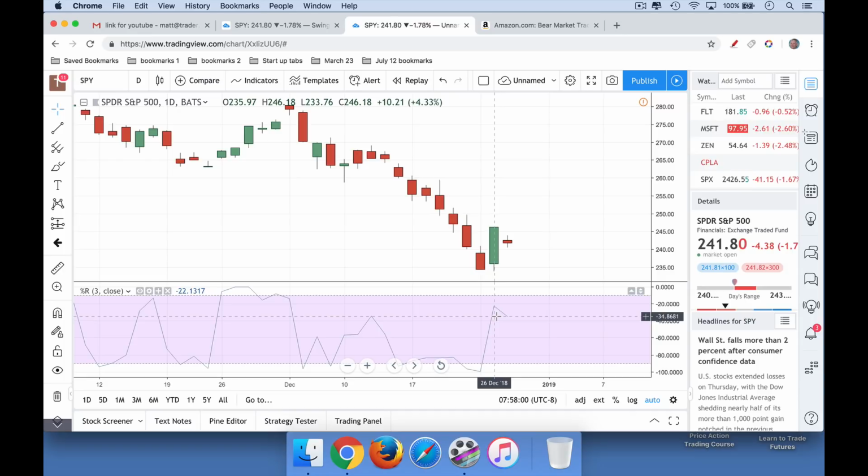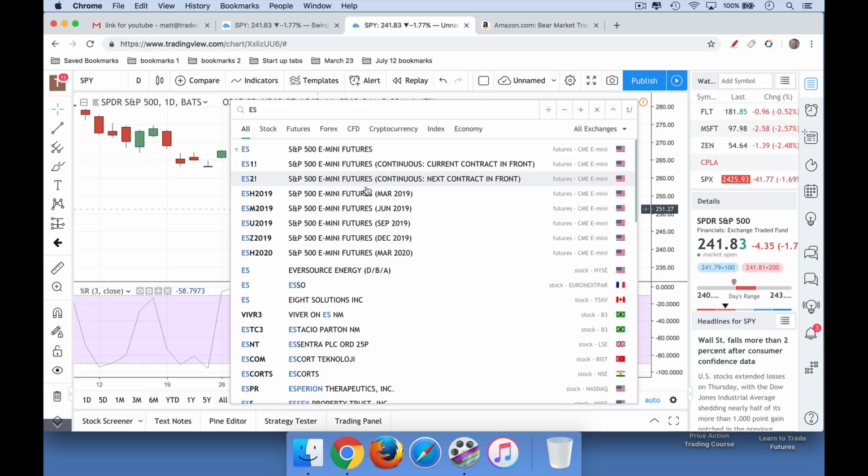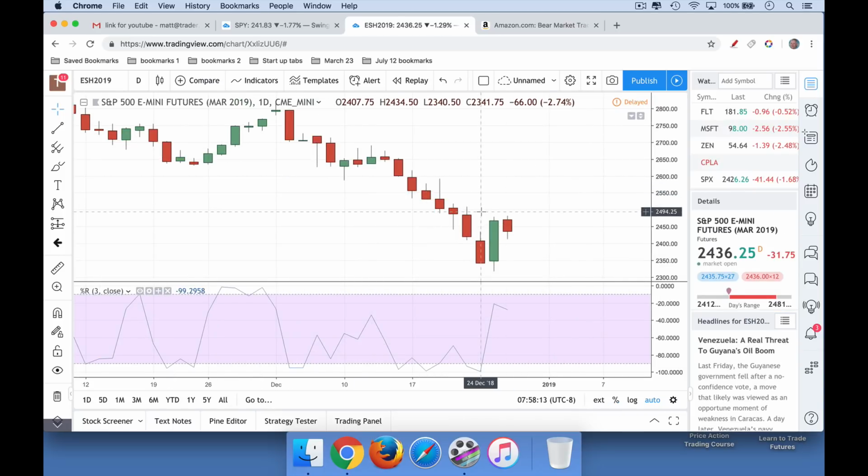And if you use futures on this, let me just show you how that would work. The ticker for that is basically ES, and then you want to look at the March futures, which is where we're trading right now. So in this system, we bought the S&P 500 March E-mini futures at 2341.75 and sold them on Wednesday at 2468. Captured about 126 points. Now each point is $50, so we made over $6,000 on this trade. And this was an actual trade I took.